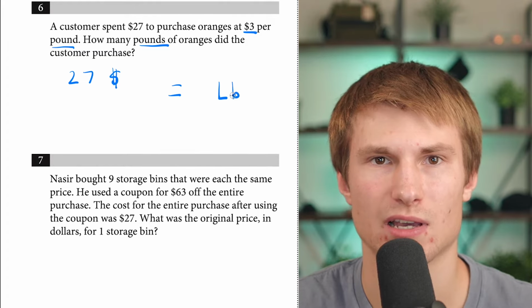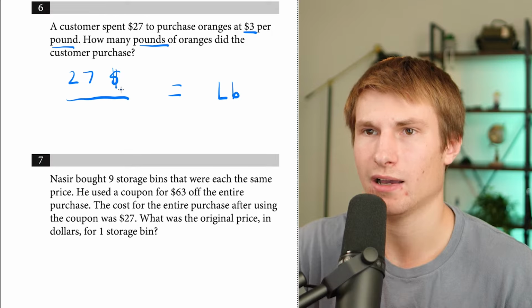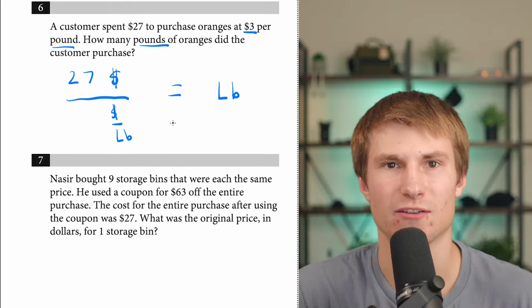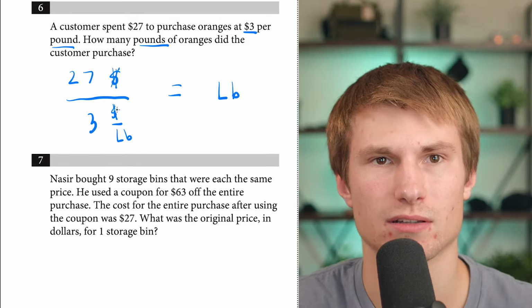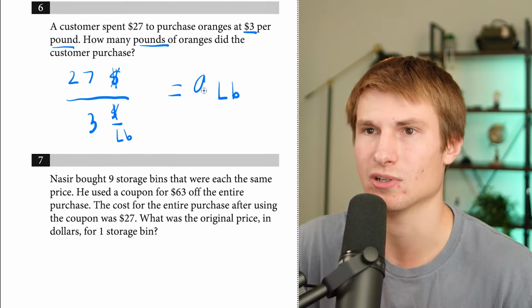So I'll use pounds as LB, okay, for pounds. Then we need to divide by the dollars per pound, so that we're left with pounds as our units. We know it's $3 per pound. Okay, so we see here that our dollars will cancel out and we'll be left with 27 over 3, which is equal to 9 pounds.